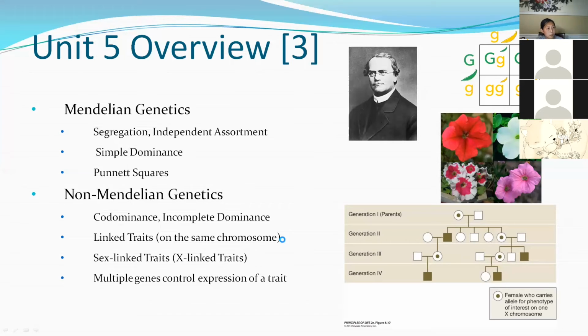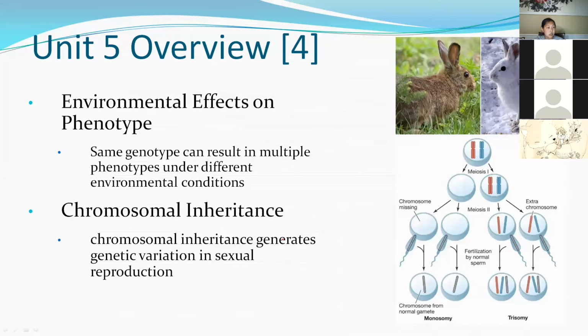Okay, moving on. There are environmental effects on phenotype. For example, the snowshoe hares at the top turn brown in the summer because of the environment. It helps them blend in, and they turn white in the winter because of the snow around, which is an environmental effect. Then there's chromosomal inheritance, which is basically all of the things we talked about before.